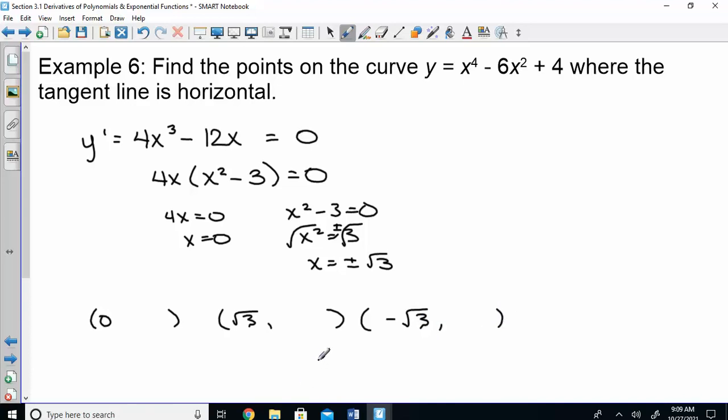How would I get the y's? Plug it into the original equation. So if you plug in a 0, you get 0 minus 0 plus 4. So 4. If we plug in a radical 3, radical 3 to the 4th. So radical 3 times radical 3 would just be 3, right? And I have that twice, if you think about it.